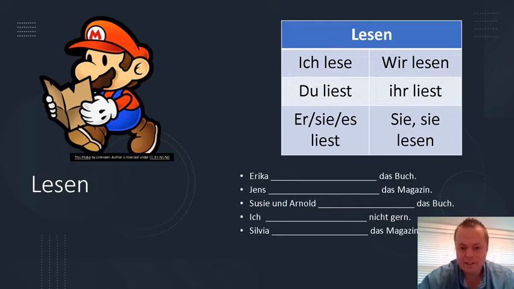All right, so now we're going to try and see if we can get this even better. So this is actually numbers 5 through 10, but what I'd like you to do is the same thing. Write these sentences out completely and put the correct form of lesen in them.